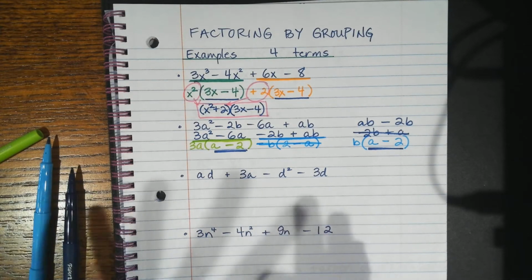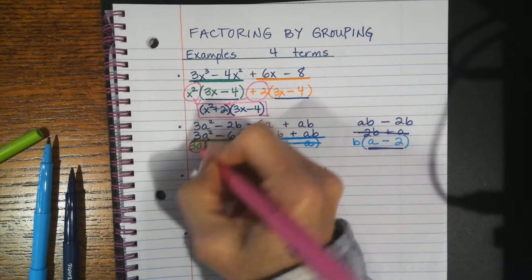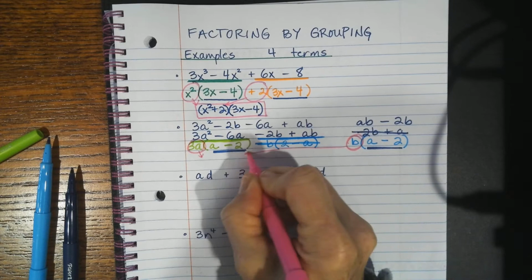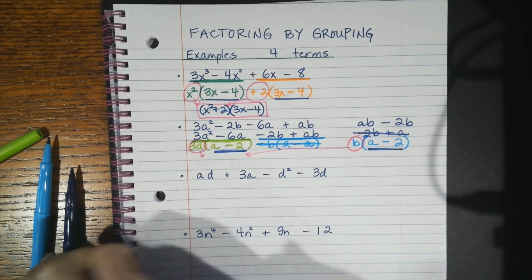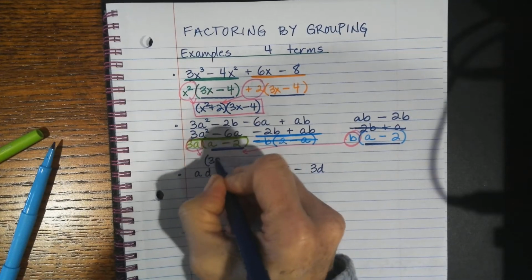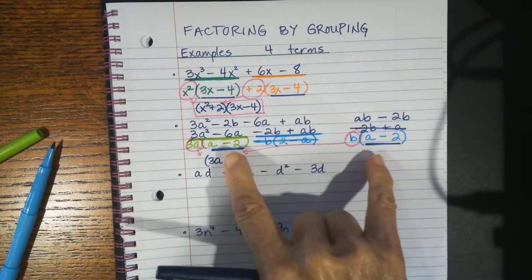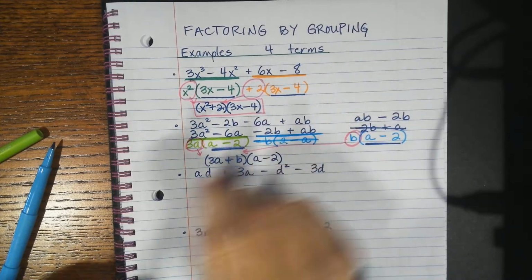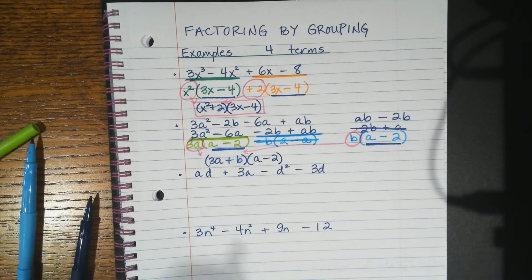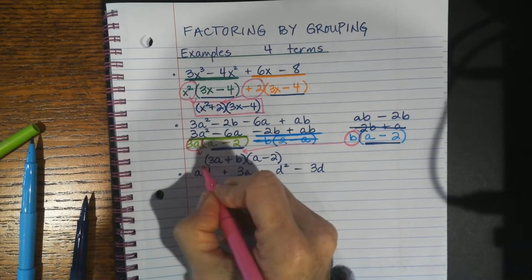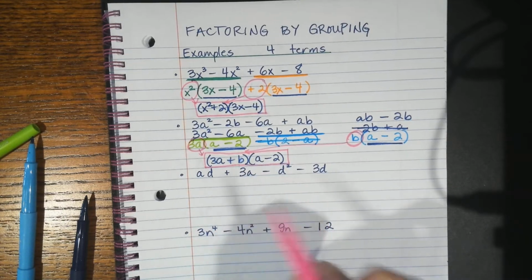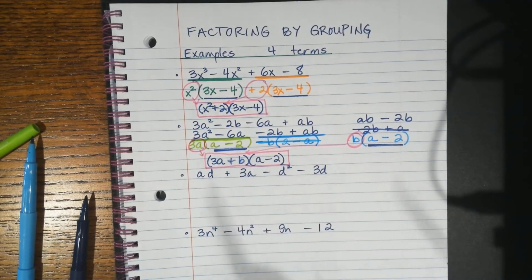And the common things that are multiplying it are 3A, so that's going to come down here, and a plus B. And that's going to come all the way over here. So I get 3A plus B, and they are both multiplied times A minus 2. It's just sort of jiggling it around to see how it'll work. That's why we're going to practice a bunch of these in class. But now, instead of not being able to factor that, I have two solid binomials.